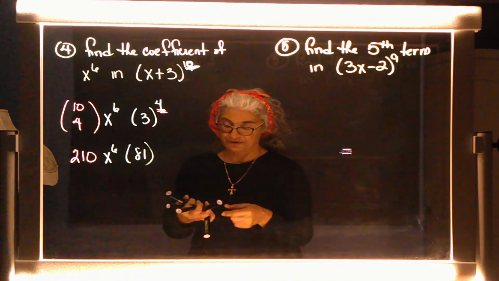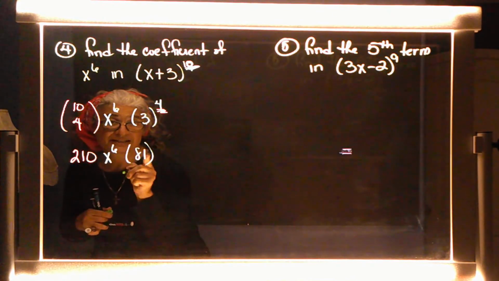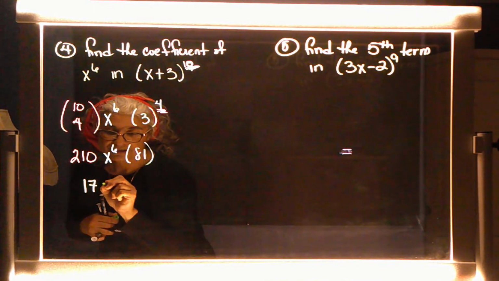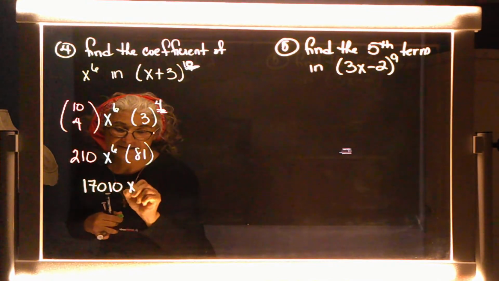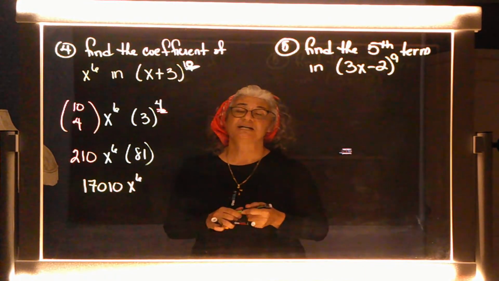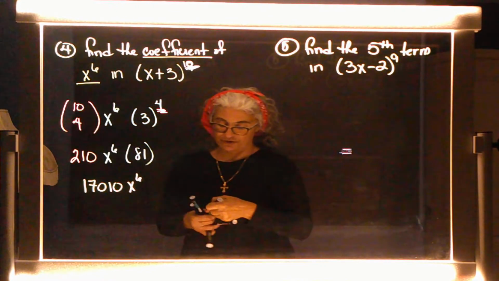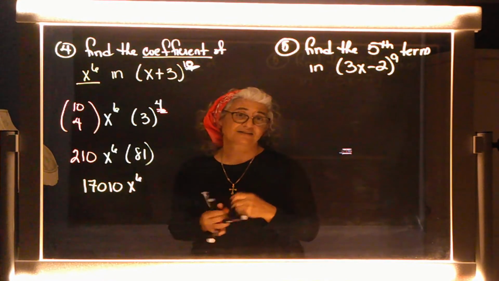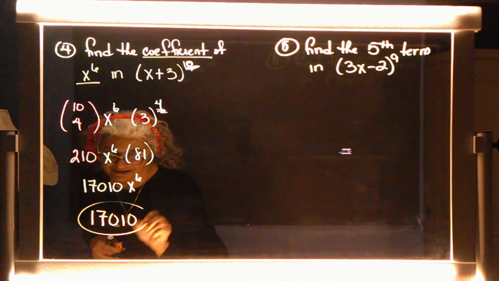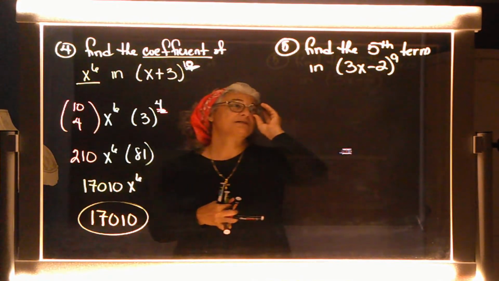So I've got to simplify this. When I simplify it, I end up with 210 times 81, which is 17,010, x to the 6th. What was their question? They wanted me to find the coefficient of x to the 6th. So the coefficient of x to the 6th is, good, 17,010. That's the answer we're looking for. Cool?